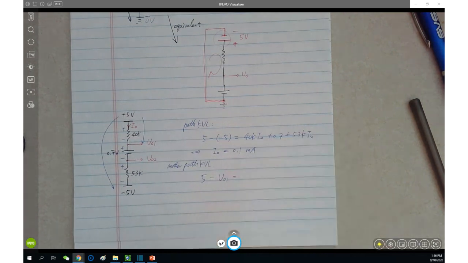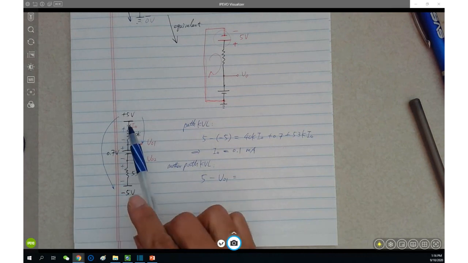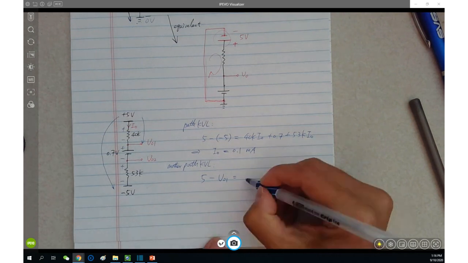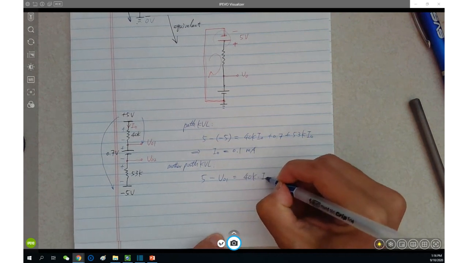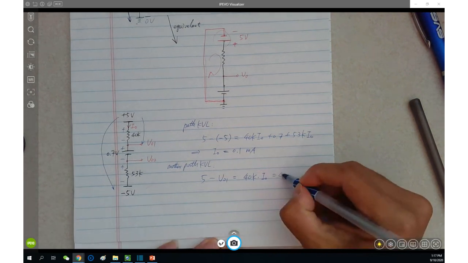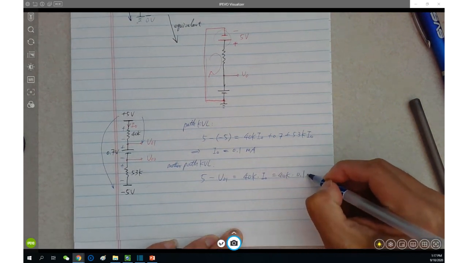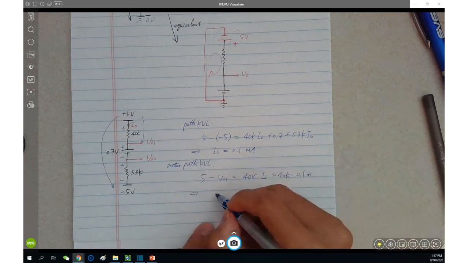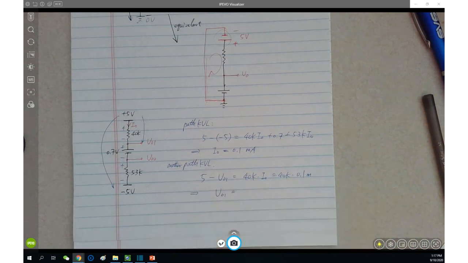The total voltage drop is obviously 5 minus V naught 1. And along this pass, you only have one component, which is the 40K ohm resistor. So the voltage across it, according to Ohm's law, is 40K times I naught, and that equals 5 minus V naught 1. Does it make sense? And that equals 40K times 0.1 milli. From here, one equation, one unknown. For V naught 1, we got 1 volt.